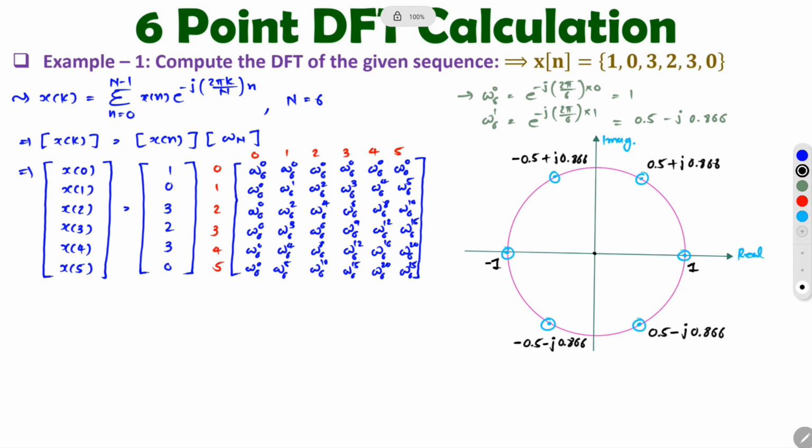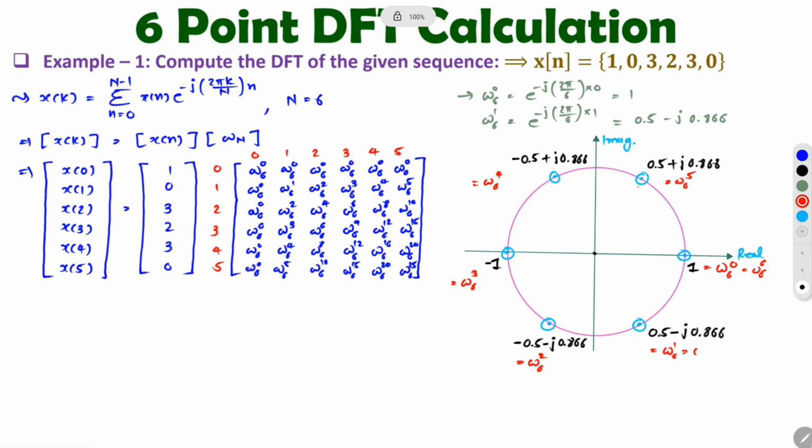And for that, see, you will have to start from here. So here we have W6 to the power 0. Then over here we have W6 to the power 1. Over here we have W6 to the power 2. Then over here we have W6 to the power 3. Then here we have W6 to the power 4. Then here we have W6 to the power 5. Then you need to move in this direction. So this will be W6 to the power 6.